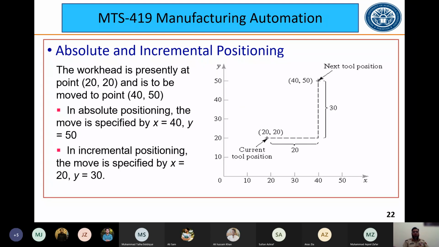Let me explain it further. Look at this here. We have an origin here which is 0, 0. With the help of this 0, 0, this is 20, 20. So this is my position number 1, and this is in absolute. Let me write it as AP for absolute positioning. So this is the absolute position with respect to 0, 0, and then there is 40, 50, which is the second point, and this is again an absolute position. Does this make sense?